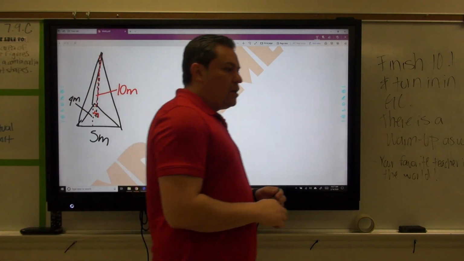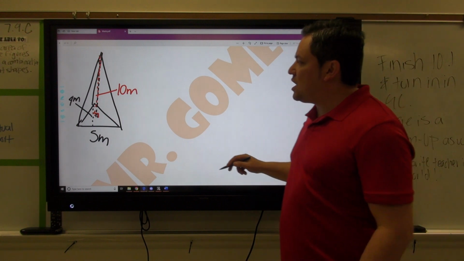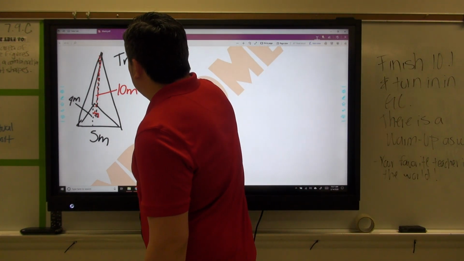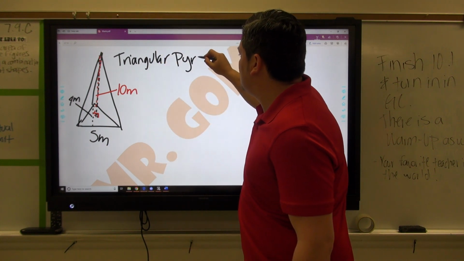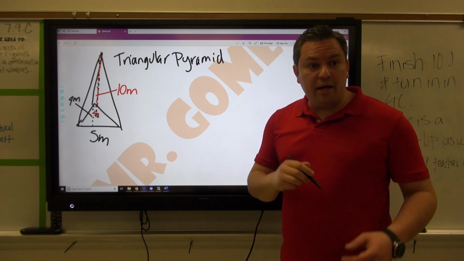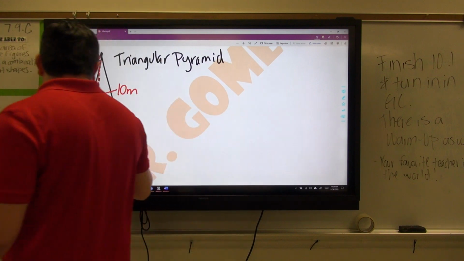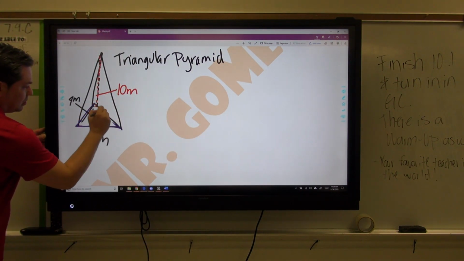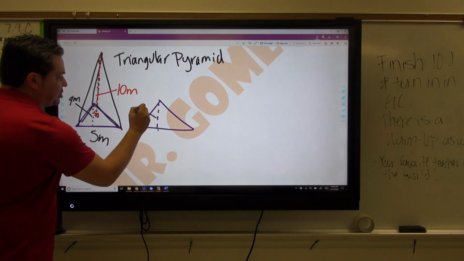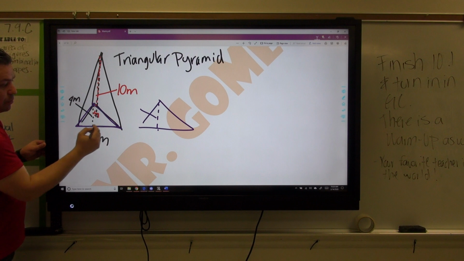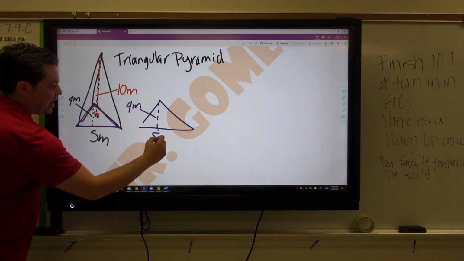Now, we already established that this is a pyramid. But what type of pyramid are we talking about? Triangular pyramid. Why triangular? Because the base is a triangle. So just like before, I'm going to identify my base and draw it on the side. How much is this right here? I'm only looking at the base right now. So this is 4 meters. The bottom is 5 meters.